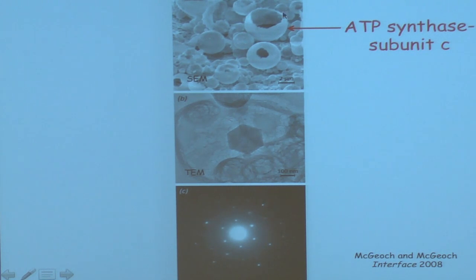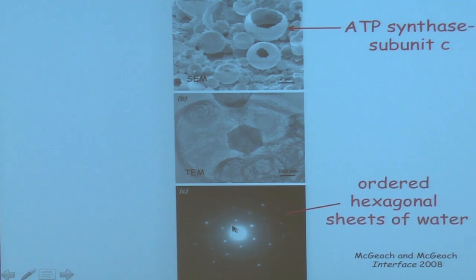So the question is, what's the structure of these? Well, they did electron diffraction to see the structure of the water. And what they found surprised them. Those of you who know diffraction patterns, you can see 2 features. First is that these diffraction dots are very sharp. Sharp dots mean order. Fuzzy dots mean no order. These are really sharp. So the volume of stuff inside is ordered. And the second is that these are hexagonal. So they concluded that the water inside consists of ordered hexagonal sheets, which is what I'm suggesting.